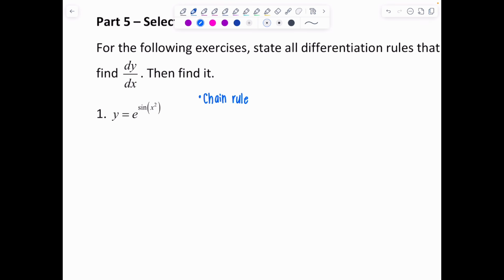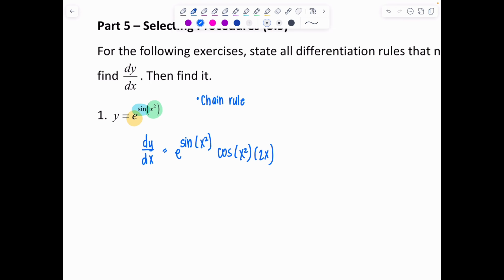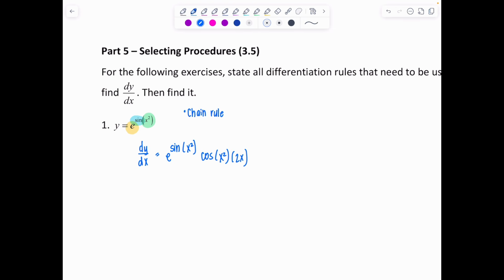So dy dx, let's go ahead. Derivative of e to the something is e to the something. Then work your way in one layer at a time. Here's outside layer. Next layer, derivative of sine something is cosine something. Keep working your way in. Derivative of x squared is 2x. Beautiful. Then just clean it up. So this is 2x. I put that in the front, cosine of x squared, and then put e to the sine of x squared last. That looks good.